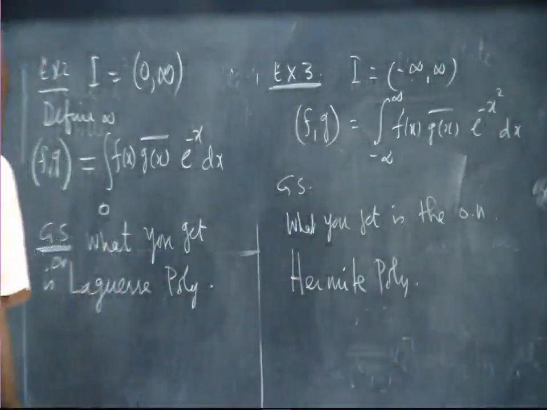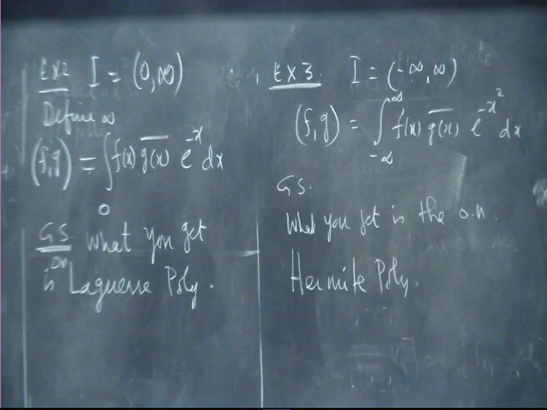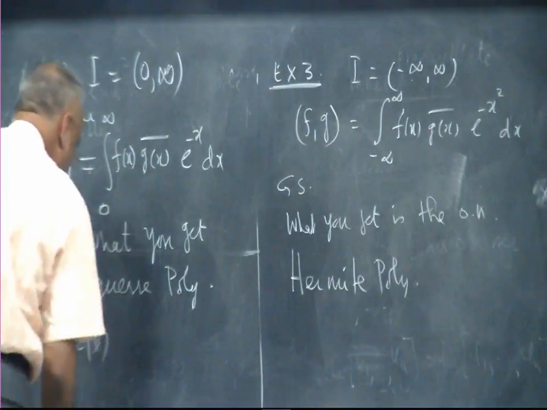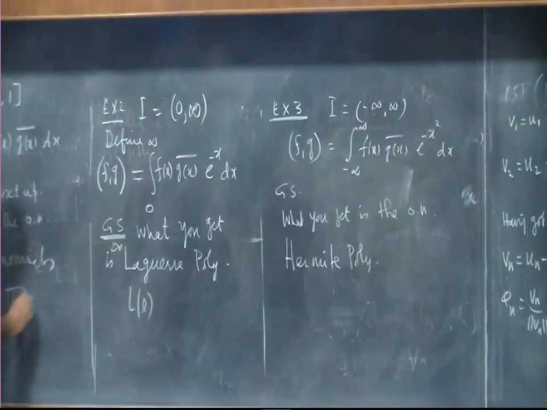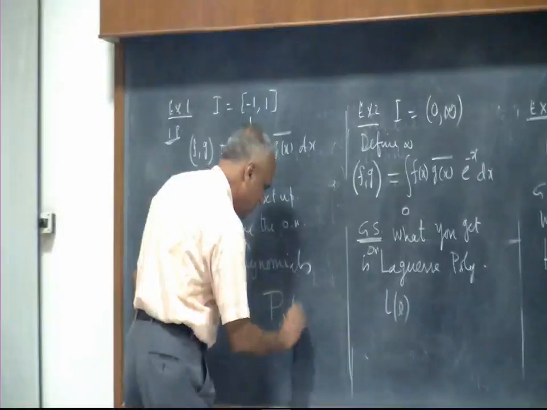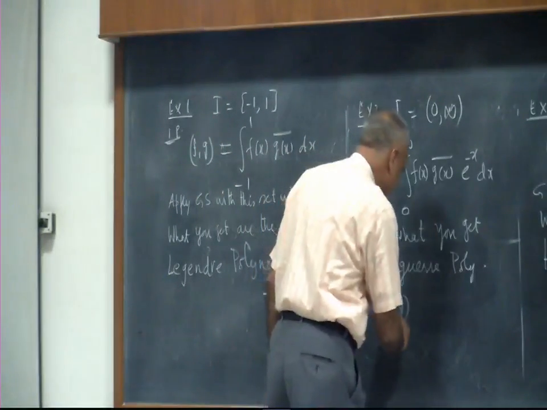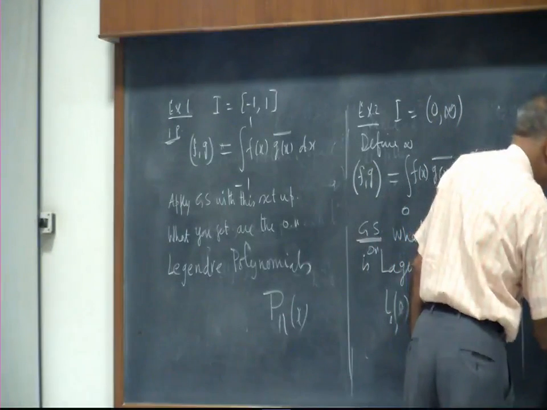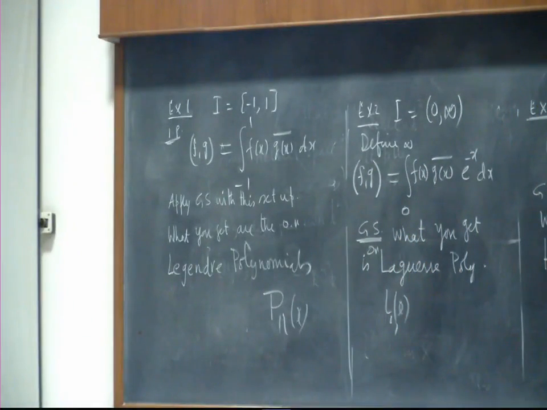Legendre polynomials, okay. They are denoted by Ln(x). Okay, that was the first one. They were denoted by Pn(x). These are denoted by Ln(x). These are denoted by Hn(x). Hermite, not Hilbert. Okay, so it's a little difficult.